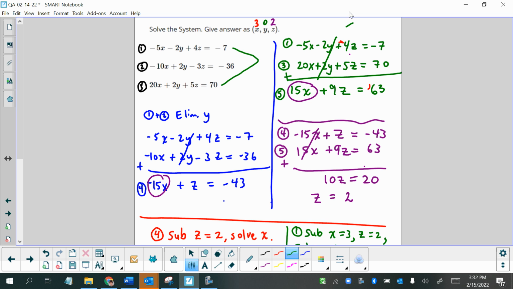Now it's a good idea to go through each one of your equations and plug in these numbers and make sure that each time you do that, it makes the equation true, because all three equations have to be true. So that's really how you would make sure you got it right.